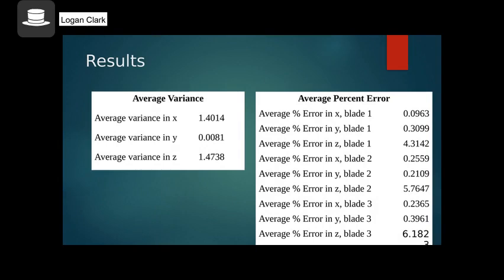For the final results, we have the average variability and average percent error. The average variability is found between each of the blades in the X, Y, and Z direction. The average percent error is found between each blade and the mean value of each blade in the X, Y, and Z direction.